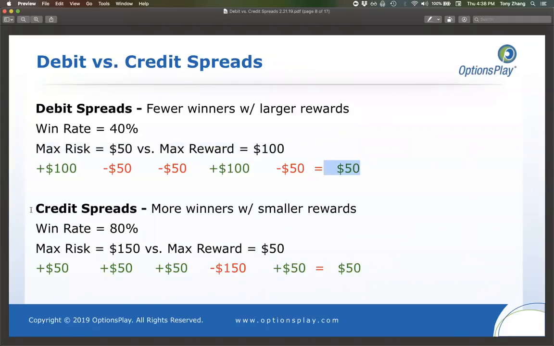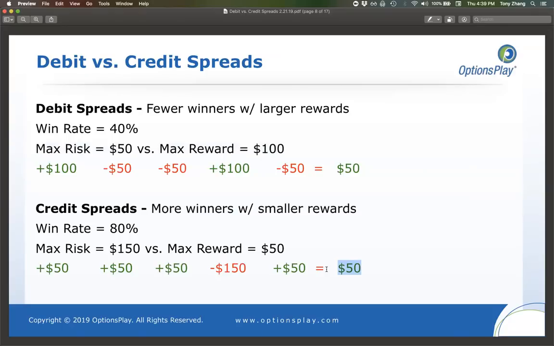Conversely, on the other end of the spectrum, when you're trading credit spreads, you're going to see a lot more winners with much smaller rewards. So you're going to be collecting a lot more winners, but when you lose, you're going to lose relatively large. So with credit spreads, I might win 80% of the time. So out of 5 trades, I'm actually winning 4 of those trades. But the 1 trade that I lose, I'm going to lose roughly $150 versus only collecting $50 on the other 4 trades. So the net result at the end of the day is actually similar.